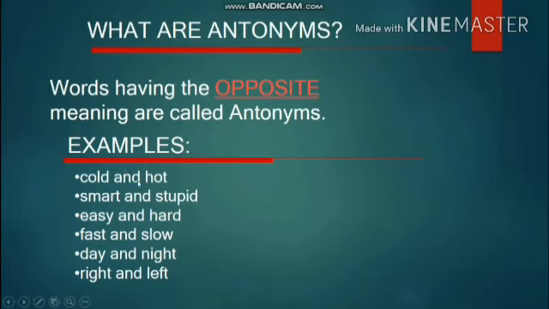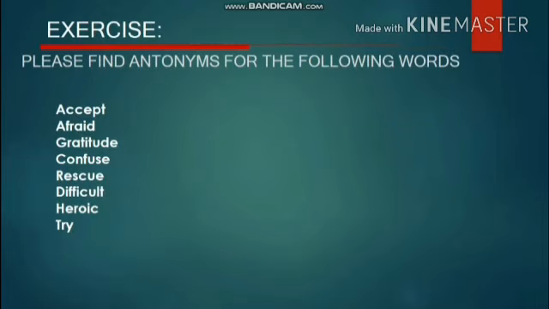We have cold and hot. We already know that both words are completely against each other. Like smart and stupid, easy and hard, fast and slow, day and night, right and left. All these are common examples and it is very clear that they are pole apart from each other. Both are completely different and against. So words having opposite meaning will be called antonyms.